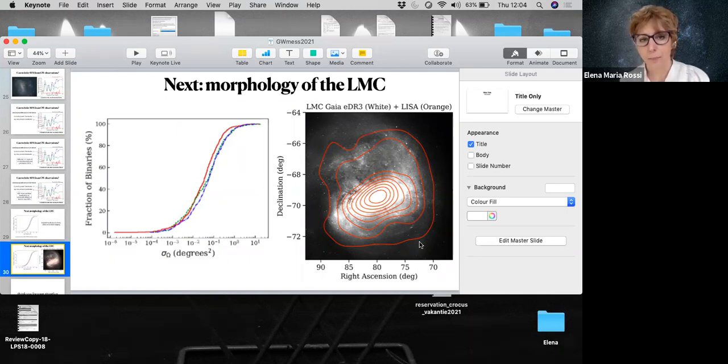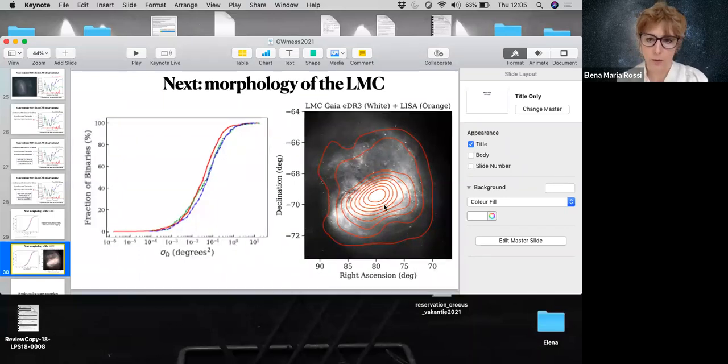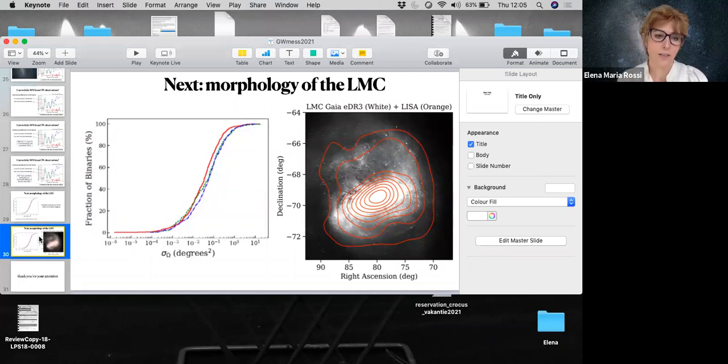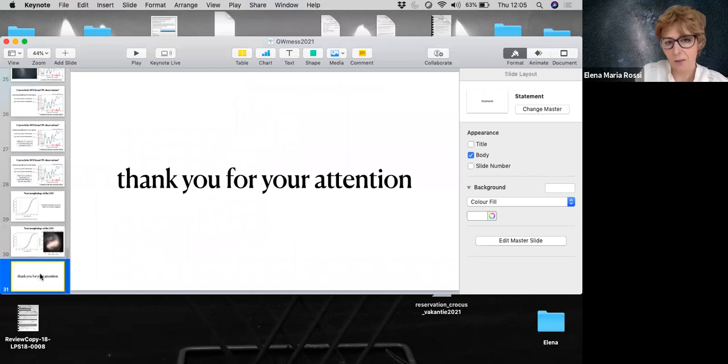So the next step is to compare these density contours with the optical density contours and also the dust map, to have the most complete and accurate picture of the LMC and also of the bar. So derive the morphology. The idea is that with gravitational waves, you can go to places like here, where you think you don't have stars. Okay, so this is all I wanted to present today. Thank you for your attention.